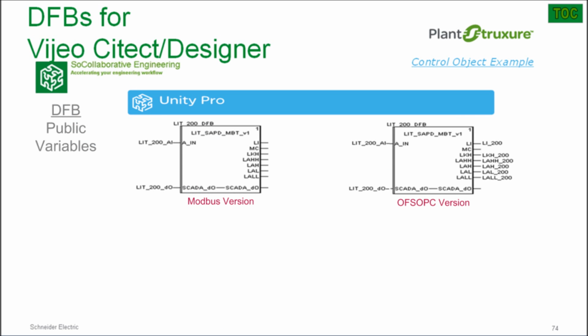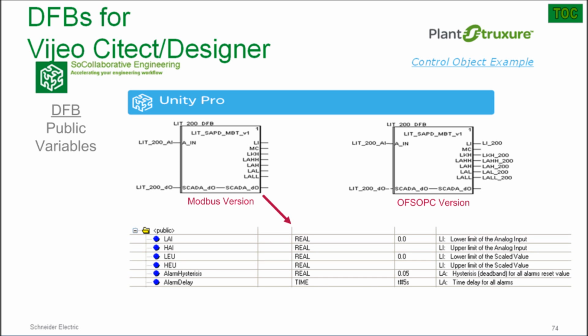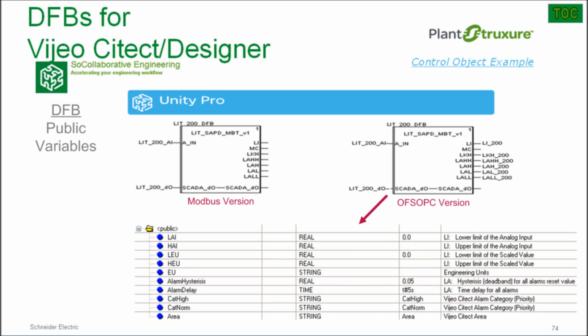Okay, so back to the comparison. There are also other small but important differences related to the OFS OPC version being optimized for use in a plant structure architecture. The differences are in the defined public variables. The Modbus version only contains those related to the requirements of the control specification, and these allow the DFB instance to be configured to match the level transmitter field device and the hardware used. The OFS OPC version contains the same plus several additional U2V parameters that are used by the DFB Manager to further optimize this DFB for ease of use. More to come on the U2V parameters later.